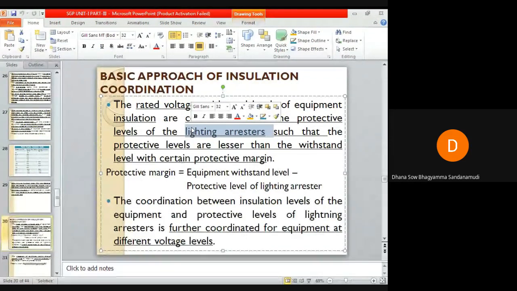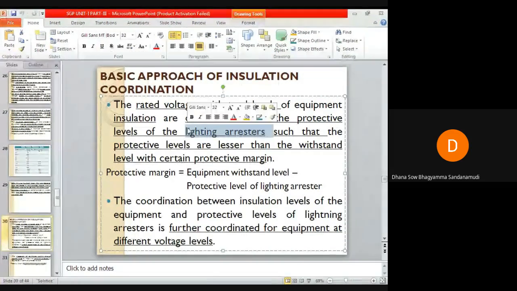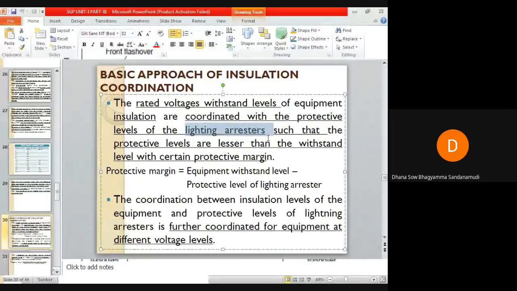Of course, its purpose is to protect the equipment against faults. The purpose of using a lightning arrestor is to protect whichever equipment it is connected to against the faults. But it has to protect itself if a fault occurs. So a proper insulation must be given to the lightning arrestor, so that first of all, if a fault occurs, it protects itself and will be able to protect the equipment later.